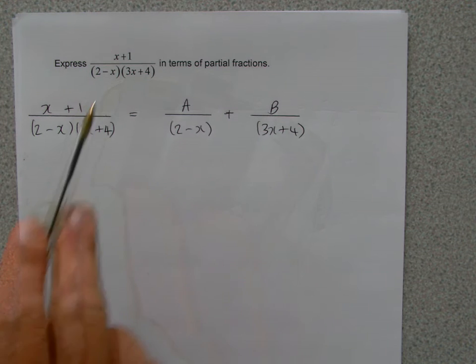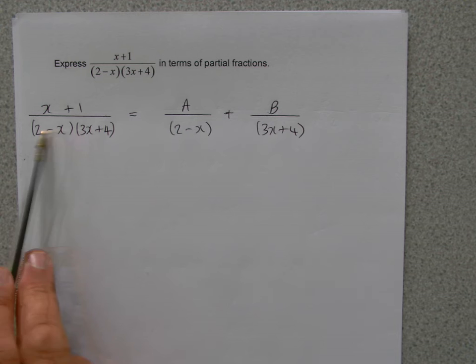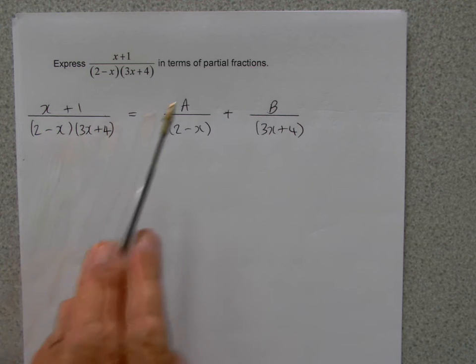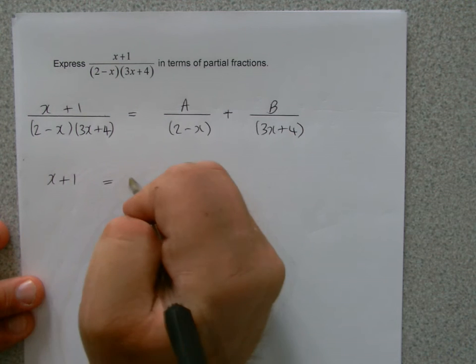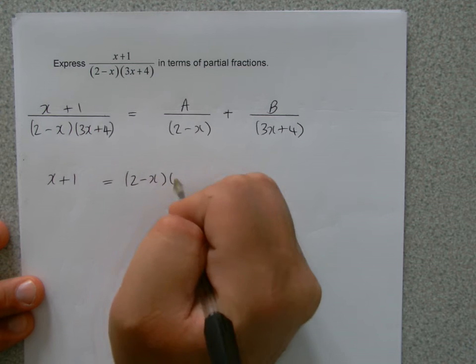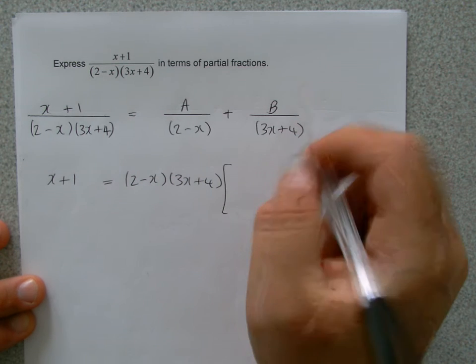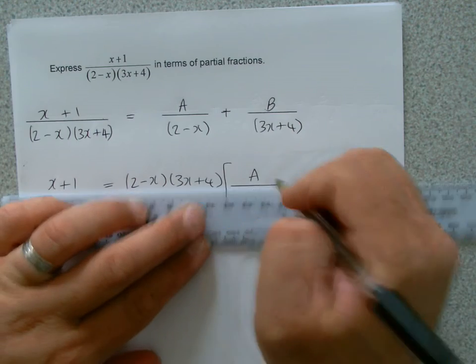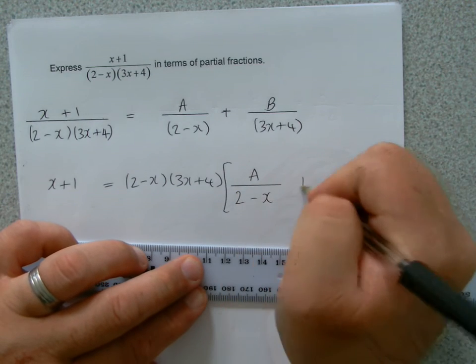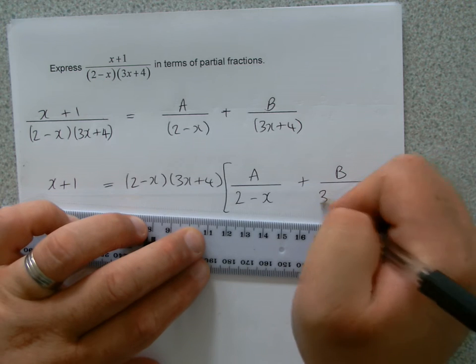But think of this obviously as an equation, and with an equation, we can take this denominator over the other side and multiply. So you're left then with x plus 1 equals 2. So this double bracket here, two brackets, multiply by all of this here. So A over 2 minus x plus B over 3x plus 4.